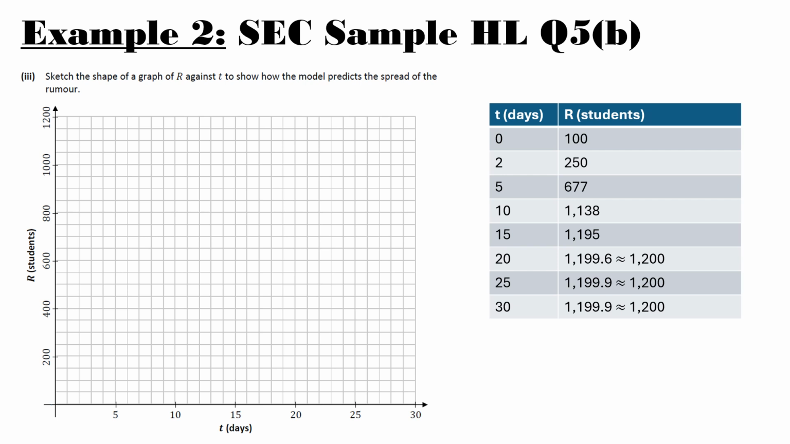because we were given that information in the question. So at t equals 0, R equals 100, we were given that. At t equals 2, R equals 250, we were also given that. And then we've calculated when t is 5, 10, 15, 20, 25, and 30. If we plot these points, they're not going to be absolutely perfect, but we can see that from about t equals 15 onwards, we're pretty much up there at the 1200. So we get a graph that is roughly this shape.